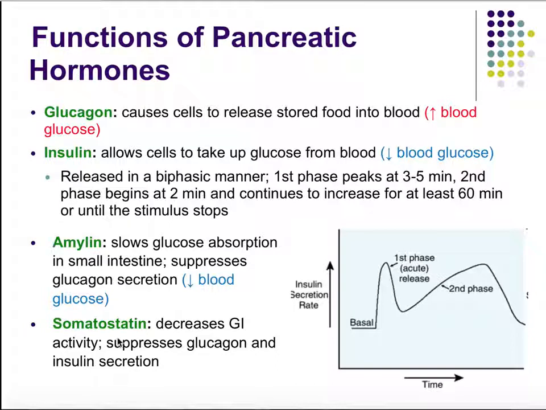And then somatostatin just kind of stops everybody. So it decreases your GI activity. It also suppresses glucagon and insulin secretion.